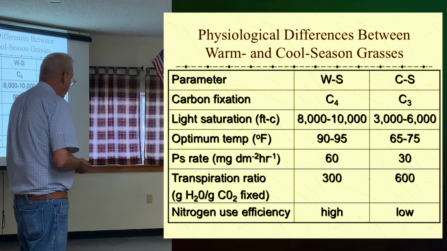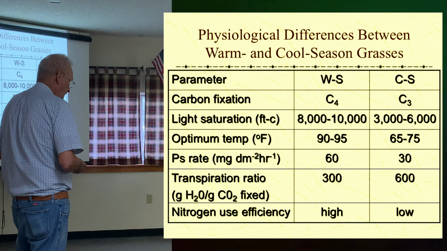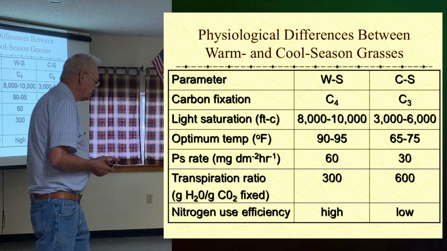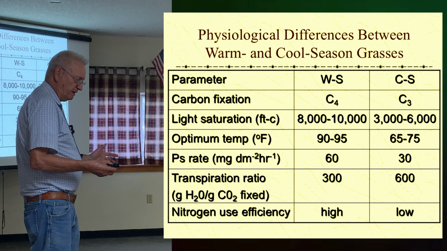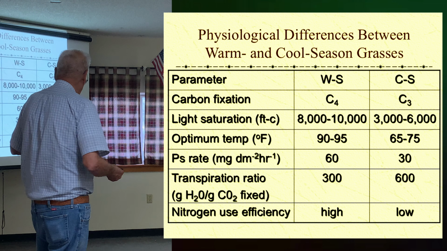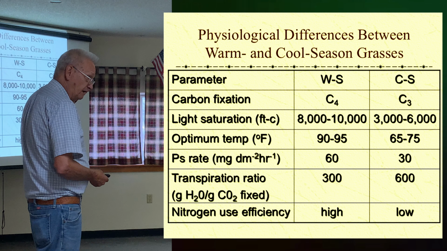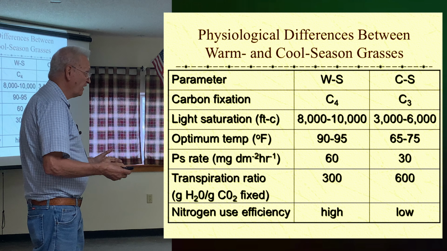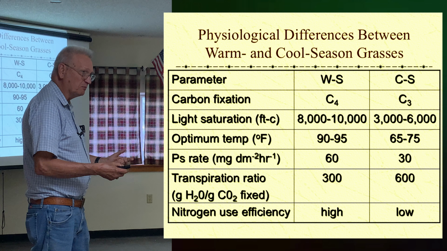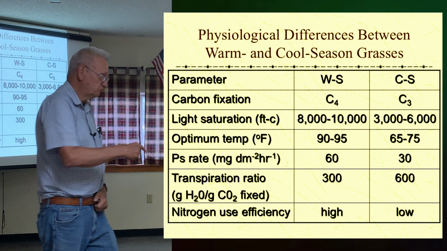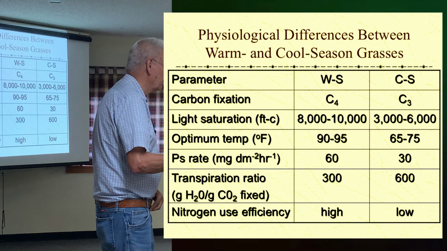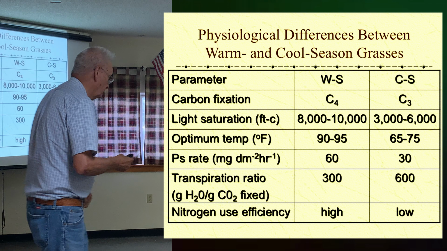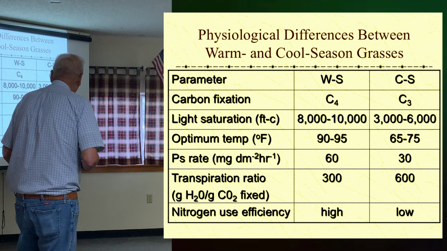Transpiration ratio, in this one, gives you grams of water per gram of carbon dioxide fixed. Maybe an easier way to think about that, other than the sheer number, is you see a higher number with the C3, which takes more water. Right? Another way to think of that is how many pounds of water does it take to produce a pound of forage? It takes more water for that C3 plant, and they're not near as efficient in that regard.